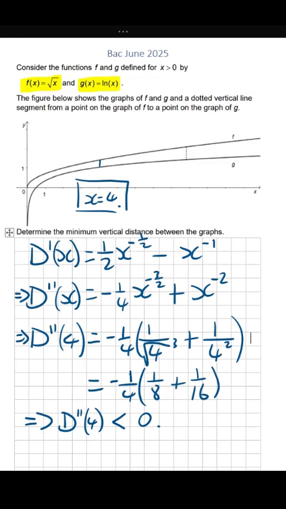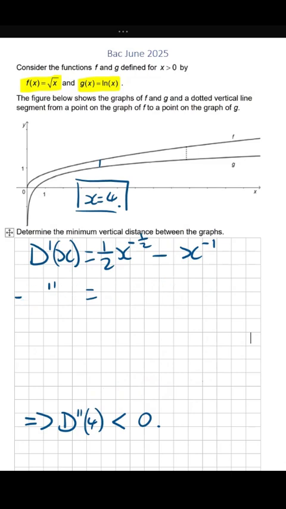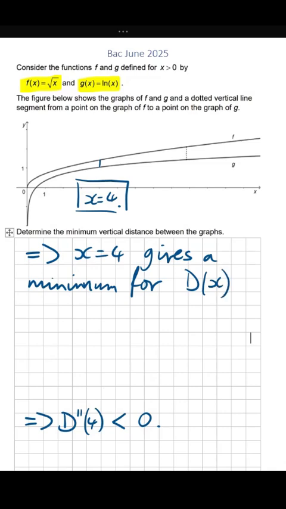Okay, so having done all of that, if I wanted to give full marks in this answer, I would want to see that somebody has checked and made sure, once they found their 4, that they were definitely dealing with a minimum. So at the point that I get the second derivative at 4 is less than 0, I can then conclude, therefore, x is equal to 4 gives a minimum for d of x.